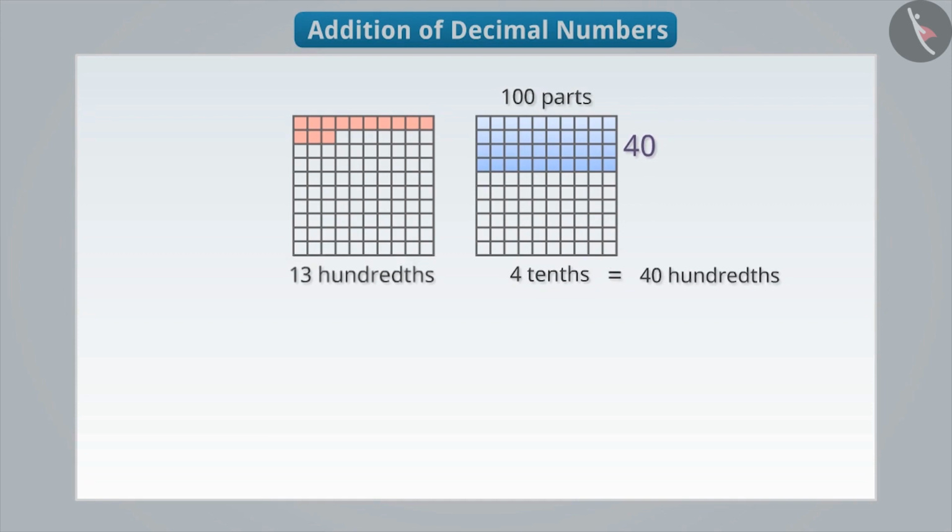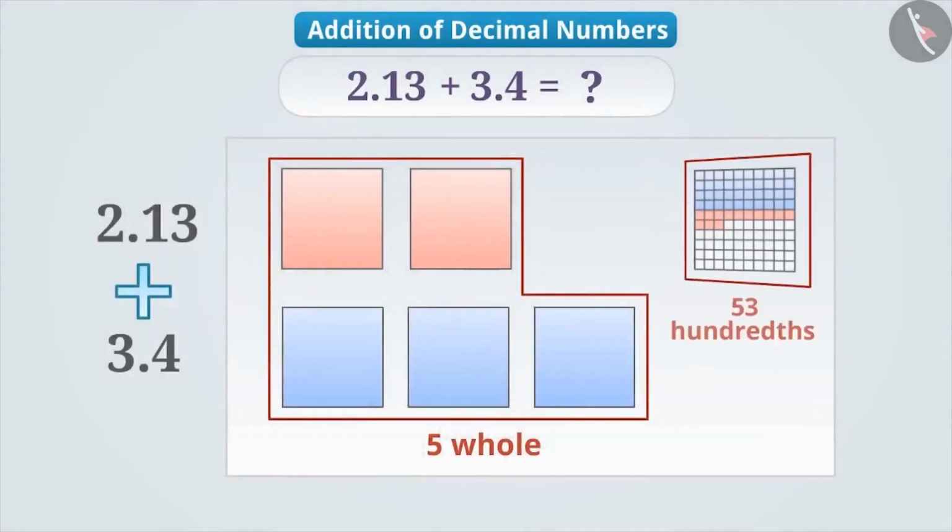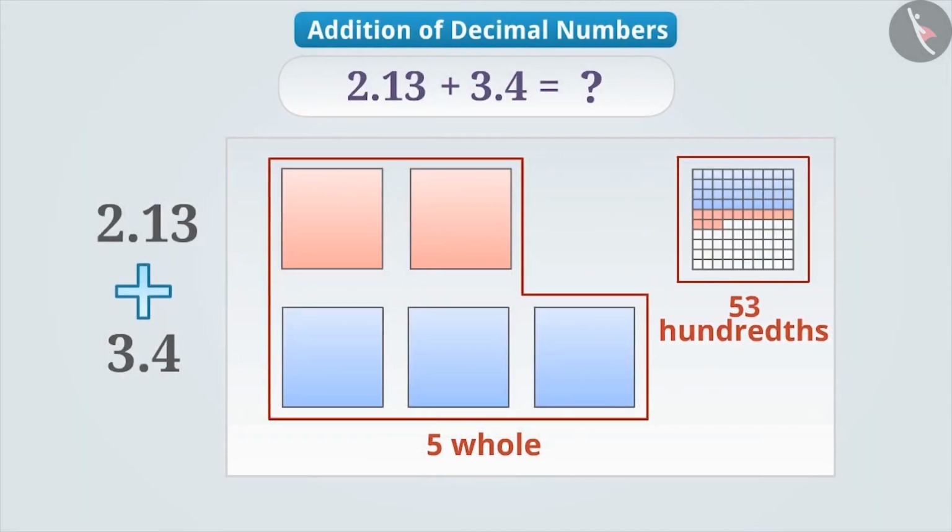Now we have 13 hundredths and 40 hundredths. So what will their sum be? If we place the shaded parts of both squares in one square, then we can say that there are 53 shaded parts out of 100, which means that the sum of 13 hundredths and 40 hundredths is 53 hundredths. Now tell me, how do you write 5 wholes and 53 hundredths in decimal form? Think for a while. Absolutely correct. We write it as 5.53.